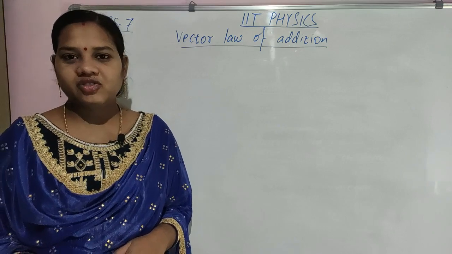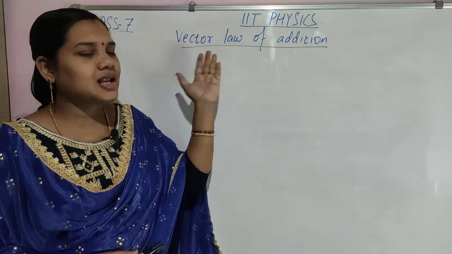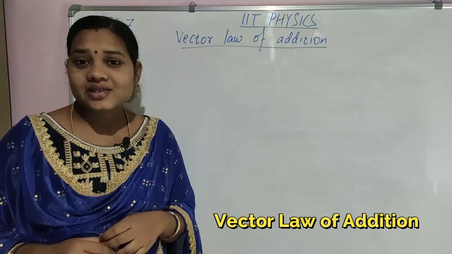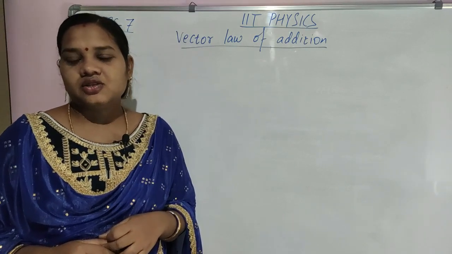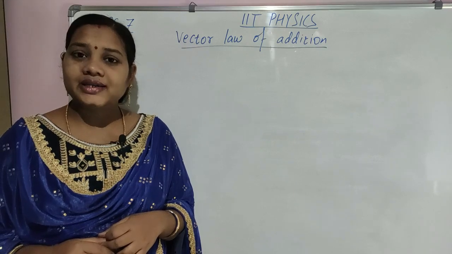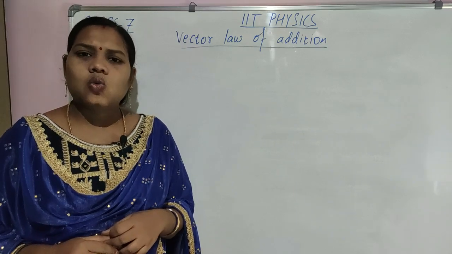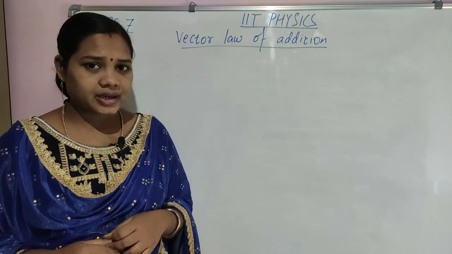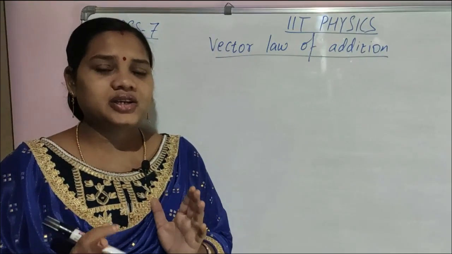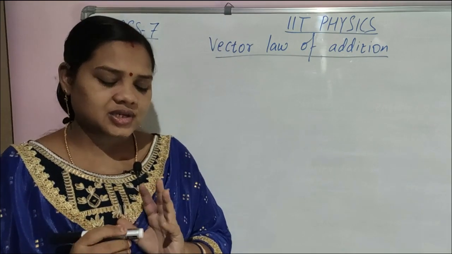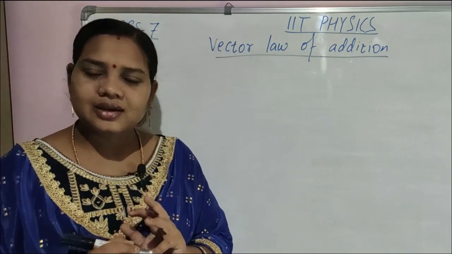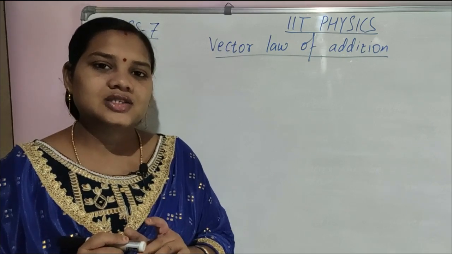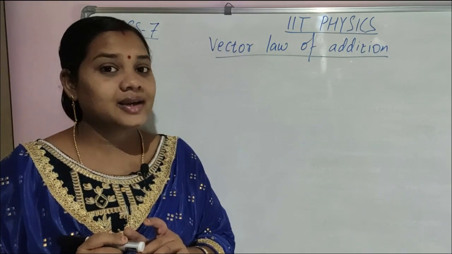Children, what are we doing? We are discussing the vector law of addition. So what is the vector law of addition? Whenever a quantity is a vector quantity, what must it follow? It must have a magnitude, unit, and second is direction, and third is it must obey the laws of vector addition.